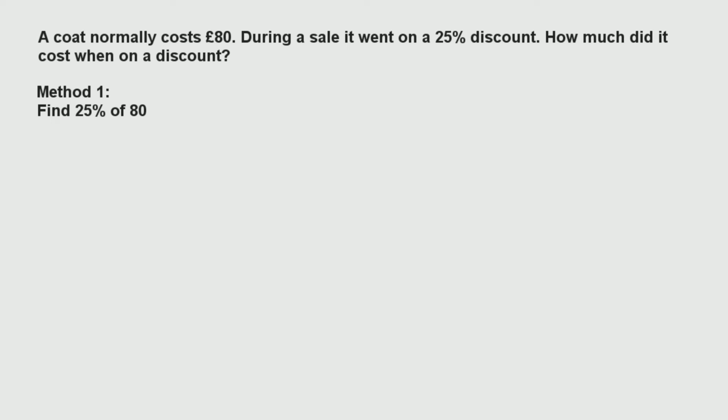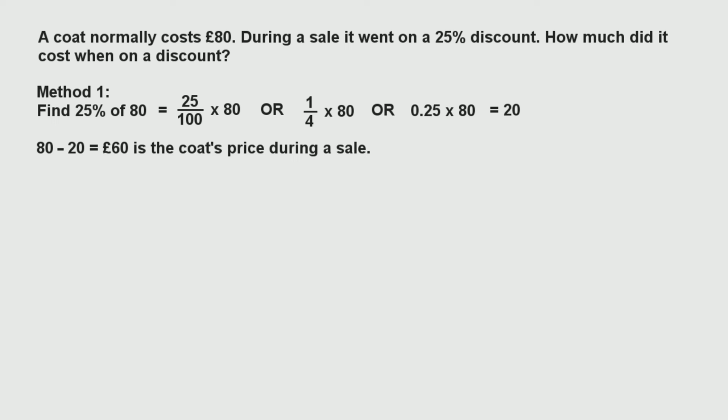We find the 25% out of 80, which is, as a fraction, 25 over 100 times 80. Or you can simplify the fraction. It's basically a quarter. 25% is 1 quarter, 1 over 4, times 80. Or you can think of it as a decimal, which is 0.25 times 80. Okay, and in whichever way you do it, you get the answer 20. So 25% of 80 is 20. Now it's a decrease, right? It's a discount, so it's a decrease from £80, which means we're now taking it away. We're not adding it like in the previous example. We're taking it away. So 80 minus 20 will be £60, and that's the coat's price during the sale. Okay, so it's a 25% discount, so it is reducing from £80 by 20 to get 60.